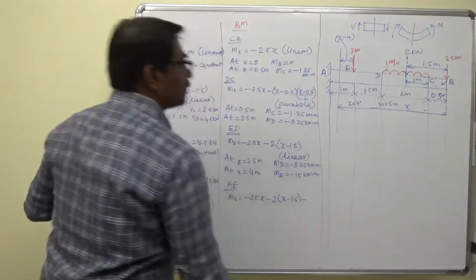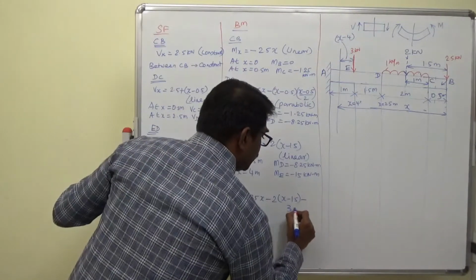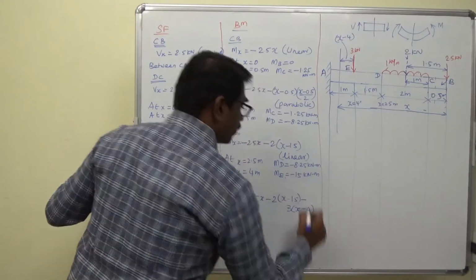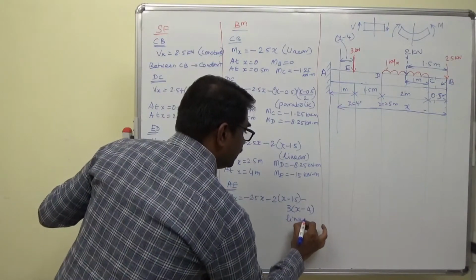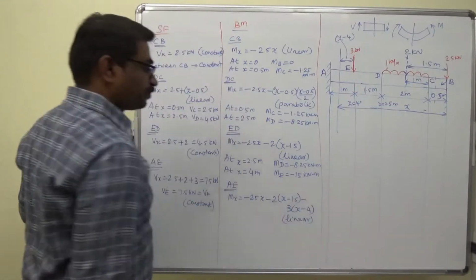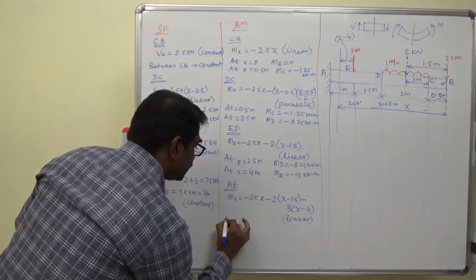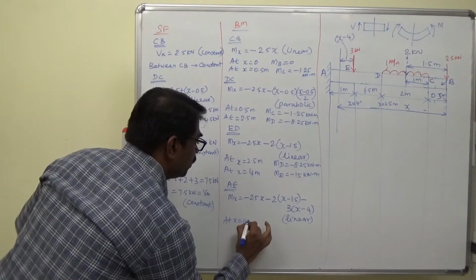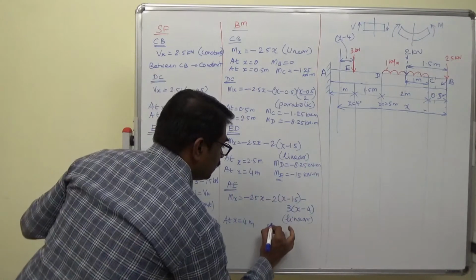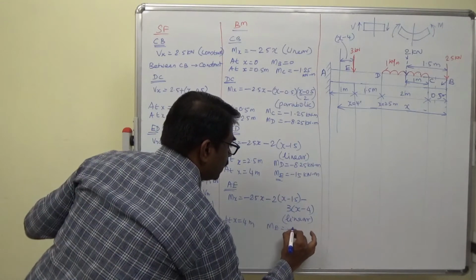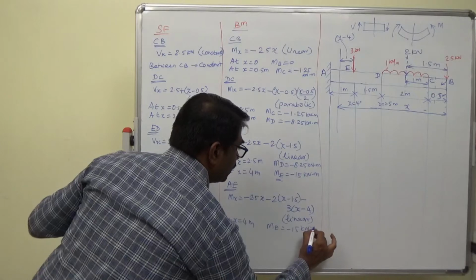So minus 3 into x minus 4. It is a linear expression. So at x equal to 4 meter, you will get the same. We are at E and it is 15 kilonewton meter.